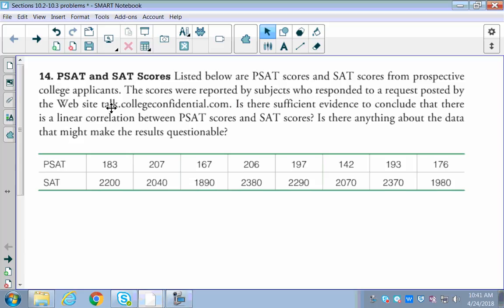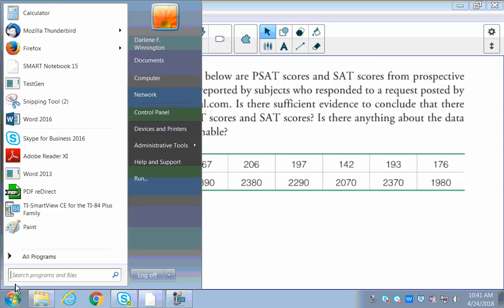So we are going to first review 10.2, 10.3 correlation and linear regression. And I did not show you how to see it on your graphing calculator. So we are going to do that with this problem. One of the things I kept saying, oh, I got to do that. So let's bring up your calculator here.